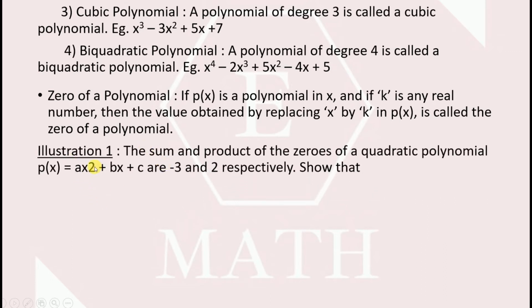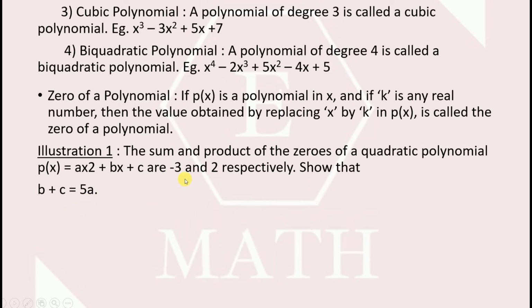Illustration 1. It says the sum and product of the zeros of a quadratic polynomial p of x equal to ax square plus bx plus c are minus 3 and 2 respectively. Then show that b plus c equal to 5a, right?